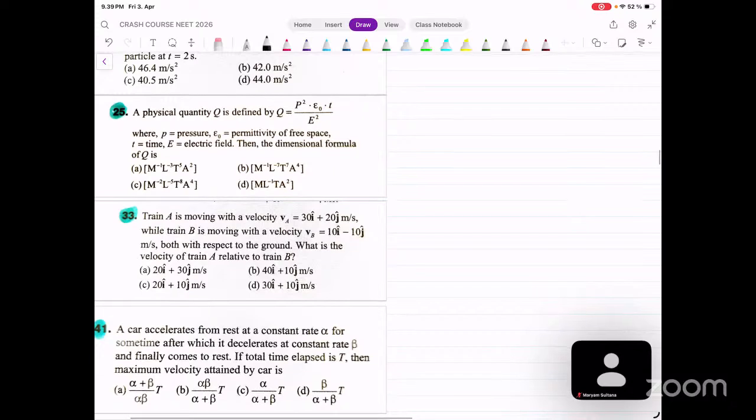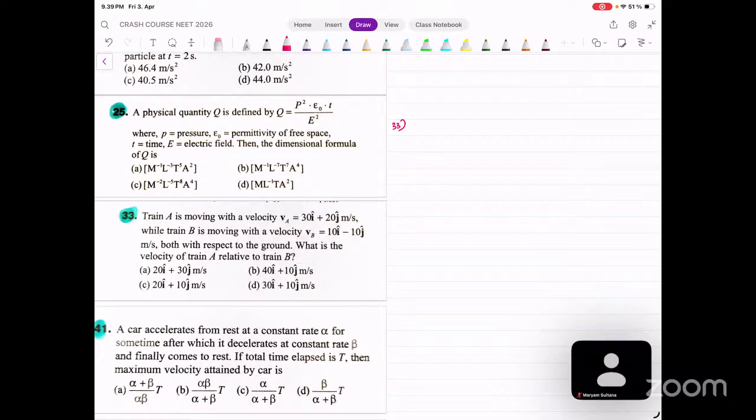चलिए क्वेश्चन नंबर 33 ट्राई करिए एक बार. रिलेटिव वेलोसिटी का बेसिक कॉन्सेप्ट है. ट्रेन A is moving with velocity of 30 i cap plus 20 j cap. With respect, then B is moving with 10 i cap minus 10 j cap. What is the velocity of A relative to B?